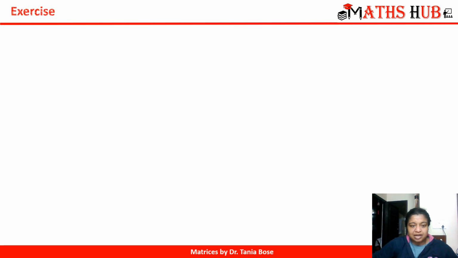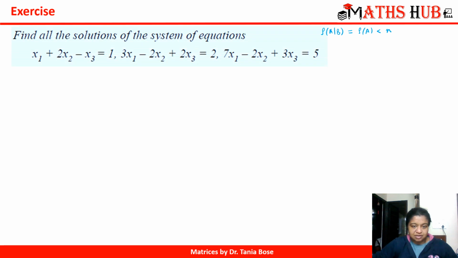If you remember the conditions for infinitely many solutions, the condition says that rank of A augmented B and rank of A should be equal, but they should be less than the number of unknown variables. So let us try to focus on this. We have to find all the solutions for the system of equations. Here the unknown variables are x1, x2 and x3. So there are three unknowns.